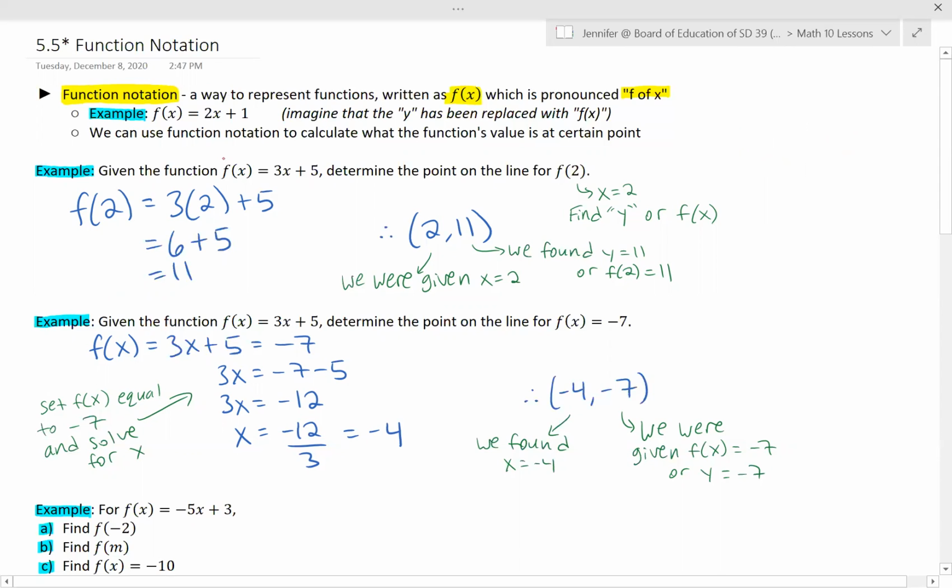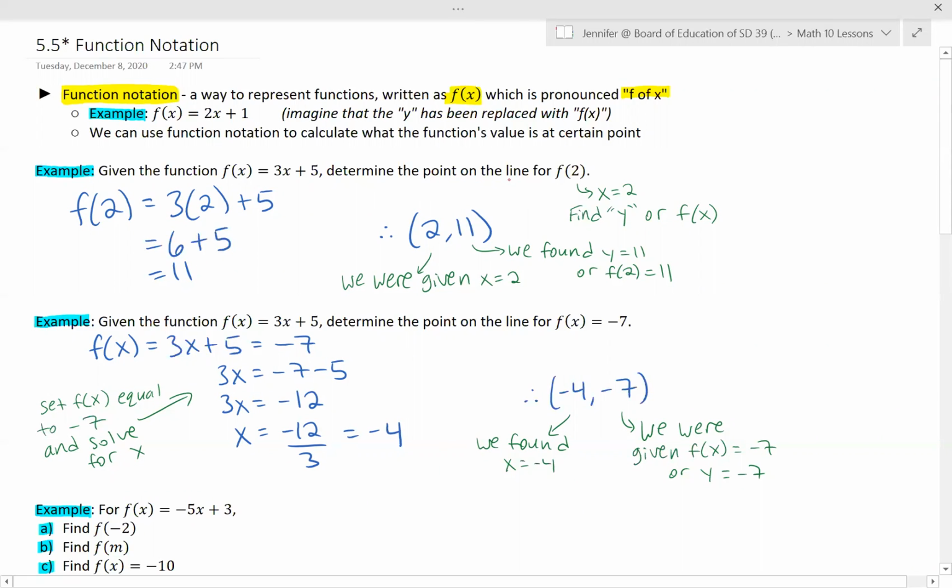So some examples. Given this function, f of x equals 3x plus 5, determine the point on the line for f of 2. In other words, if we have f of x equals something, and now we want to find f of 2, we are replacing x with 2. We want to know what the value of this function is when x is equal to 2. So we write the exact same equation that we have here, except we've replaced, in brackets, x with the value that we were given, which is 2. And then we just calculate 3 times 2 plus 5 gives us 11.